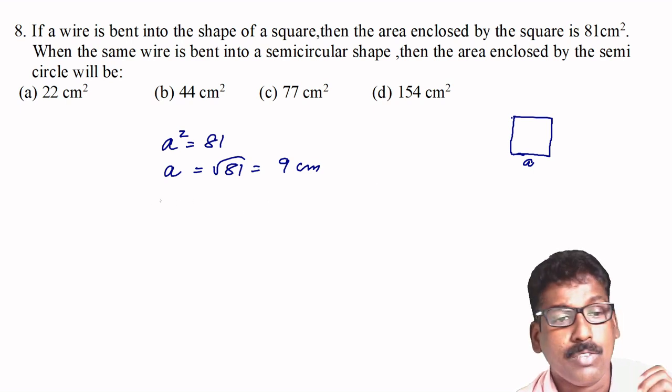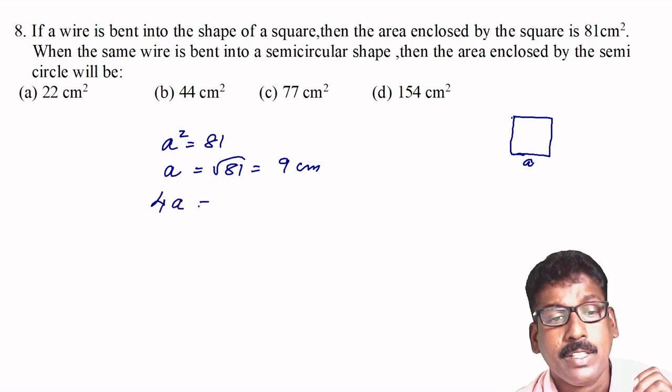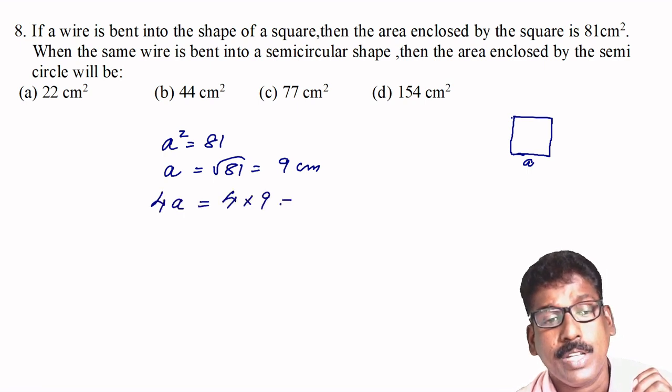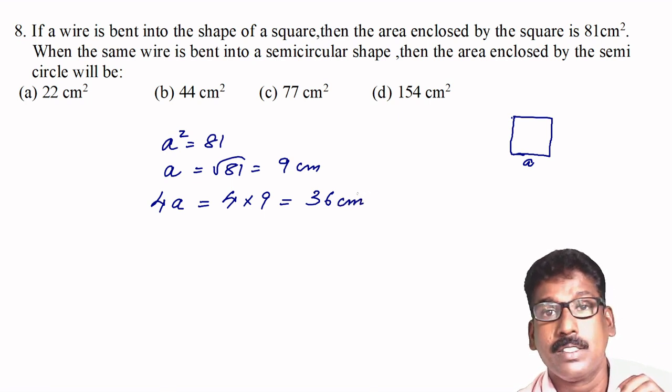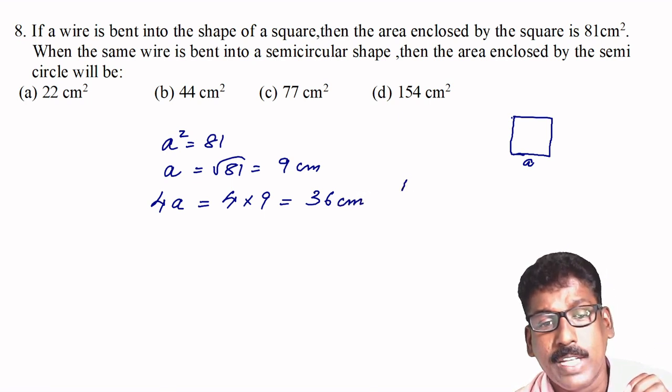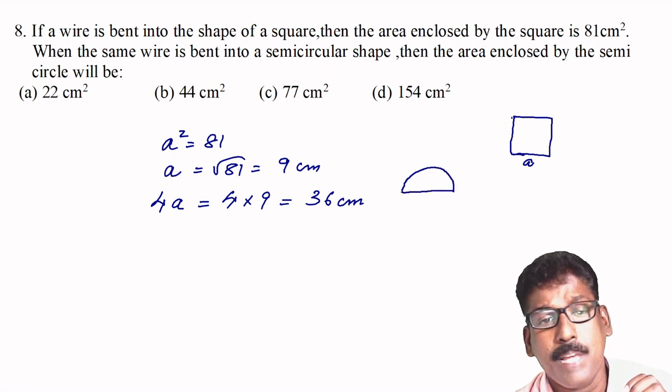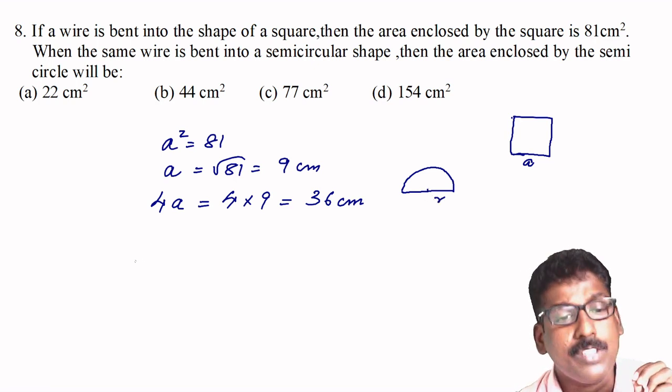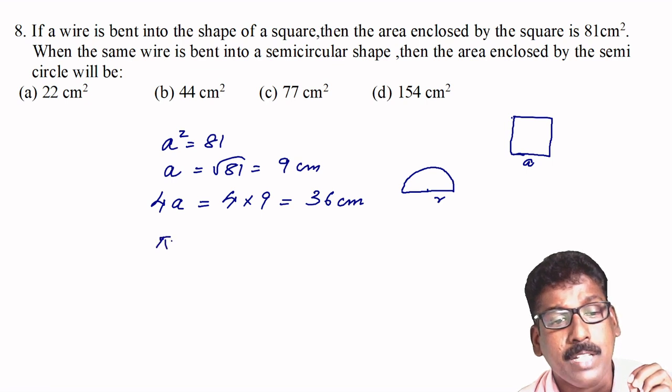It is the perimeter of the square, that is 4 into 9. 36 centimeter is the length of the wire. Now the same wire is bent into the shape of a semicircle. Let R be the radius of the circle. Then the circumference of the semicircle is pi r.